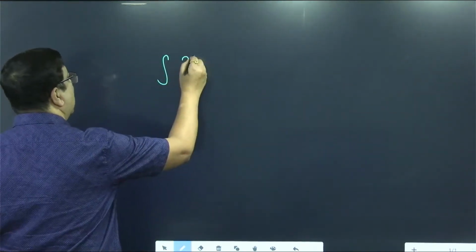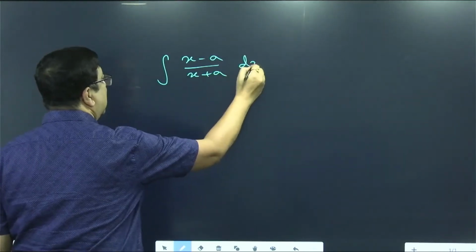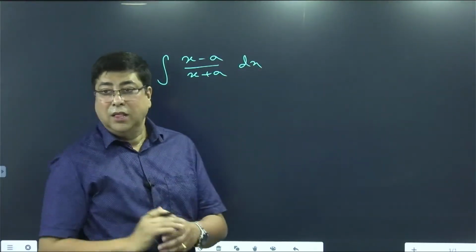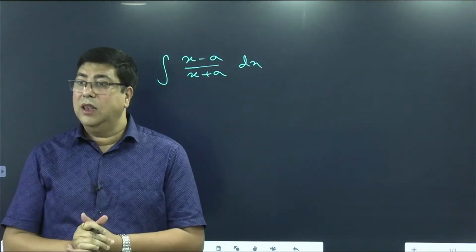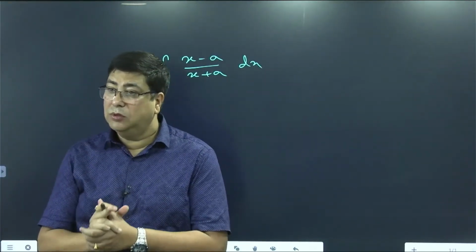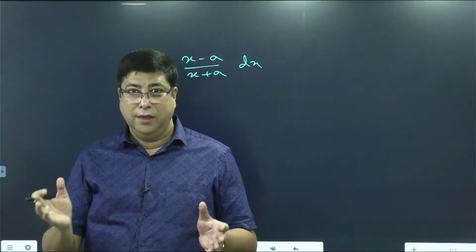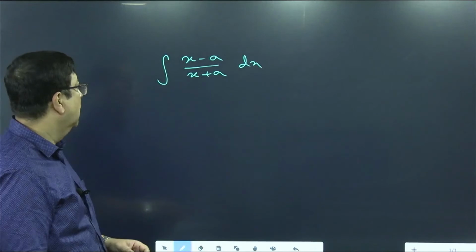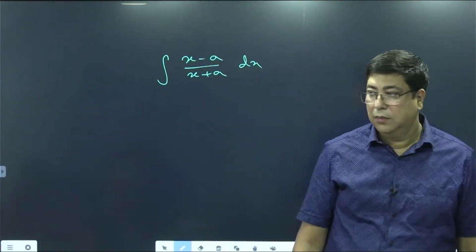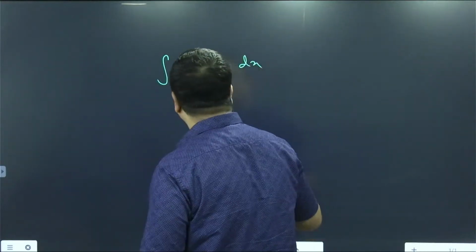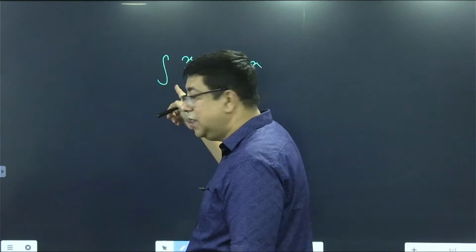Integration of x minus a by x plus a dx. Remember one thing, the long sums whatever we'll solve today, next day I'll show you the shortest possible method so that we can solve the long sums in 1-2 lines. First we have to know the details. What to do here? So x plus a minus 2a, otherwise there are a number of ways because linear power of x is there.